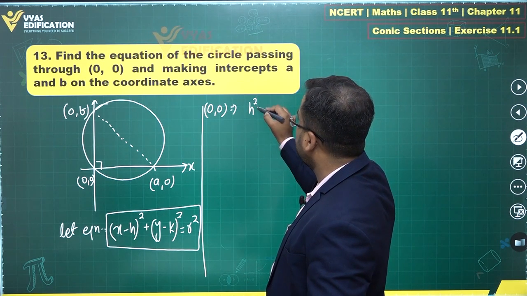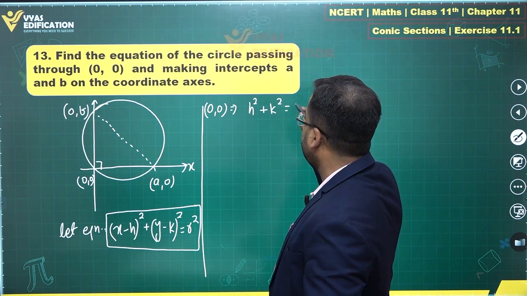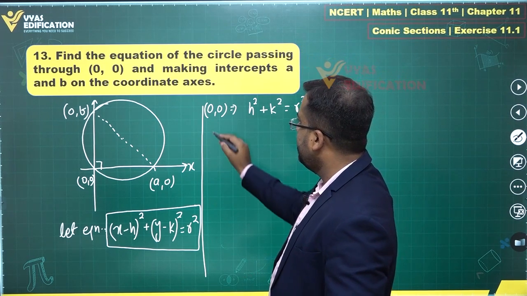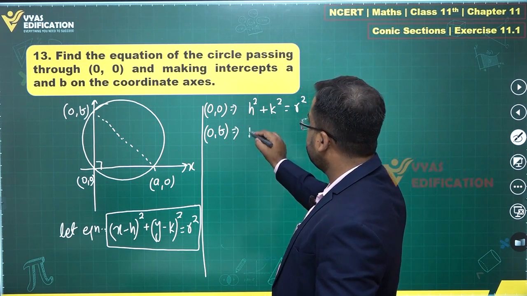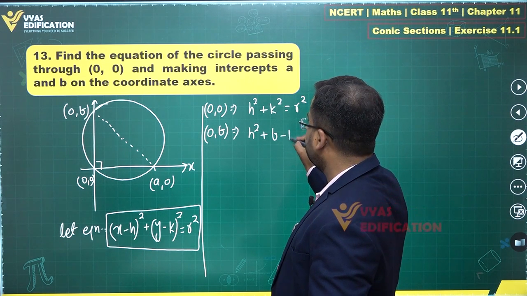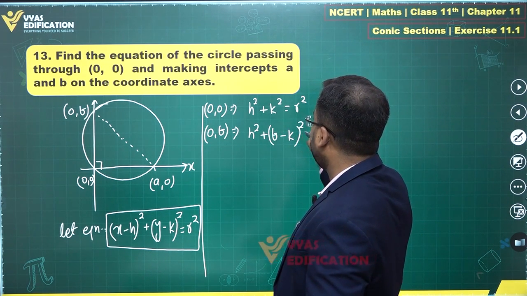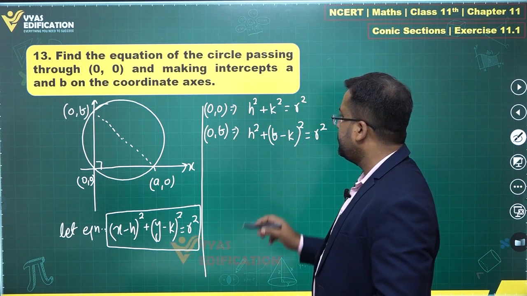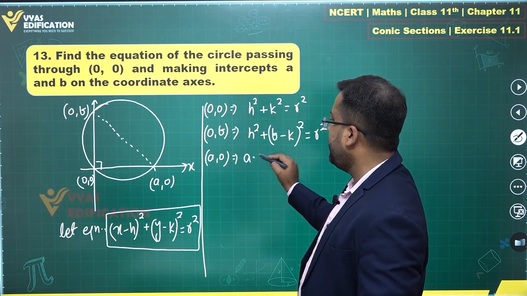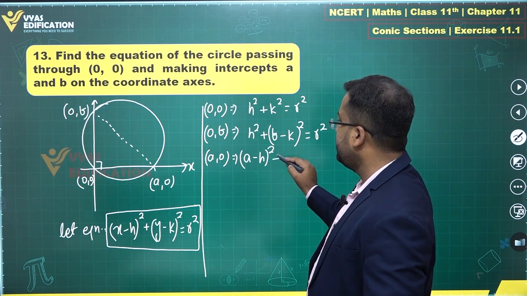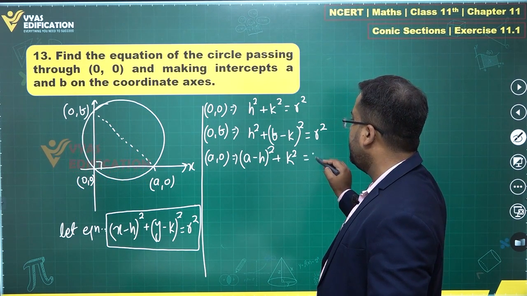This tells me that h square plus k square is equal to r square. This is one thing. Then the point (0, b) also lies on this. This tells me h square plus (b minus k) square is equal to r square. That's the second equation. Then (a, 0) also lies on this. This tells me that (a minus h) square plus k square is equal to r square.